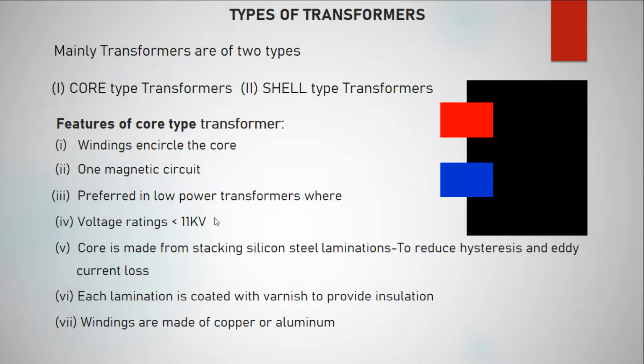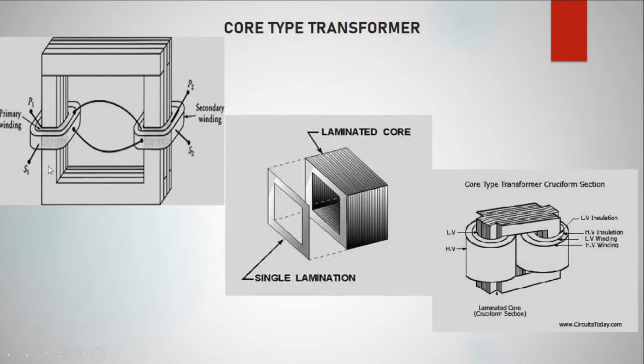Next, types of transformers. Mainly there are two types of transformers. One is the core type transformer, and the second is the shell type transformer. What are the features of a core type transformer? Here, the windings encircle the core, and there is only one magnetic circuit. You can observe here that the windings encircle the core. When current starts flowing in the primary, a magnetic circuit is created and the flux lines flow through it. Only one magnetic circuit is created here, and the flux lines go like this in the core.